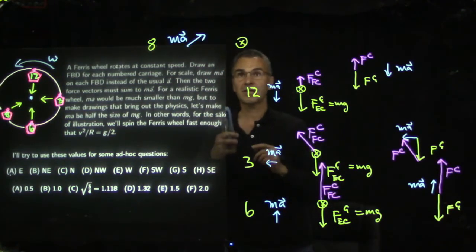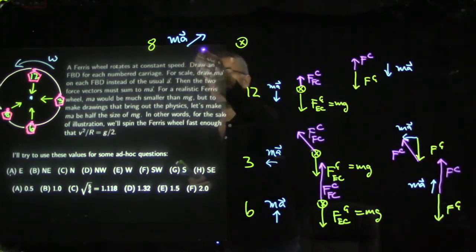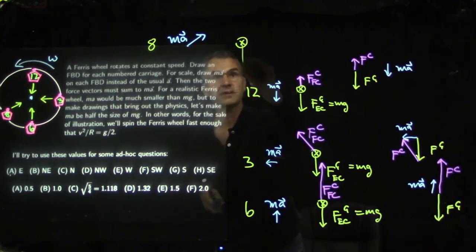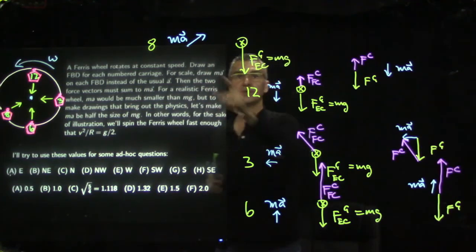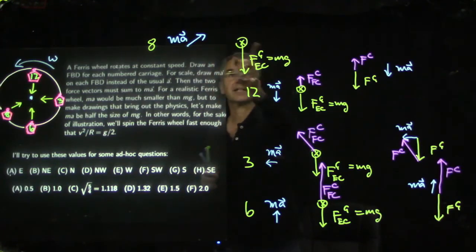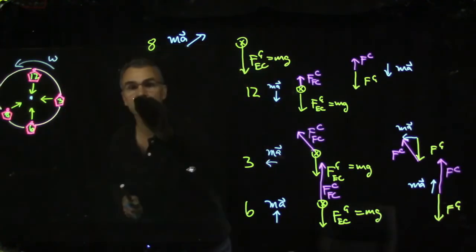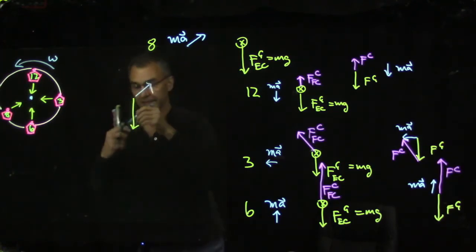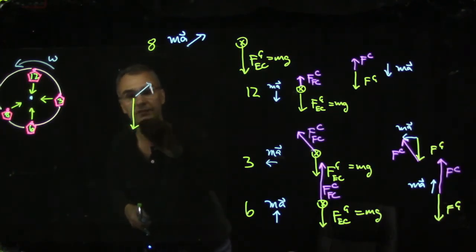Finally, let's do number 8. So its acceleration vector points this way toward the center. Once again, we can't do anything about gravity, but we want an acceleration that goes that way. So you say, what do you add to this to get something that goes that way? So we start with this, and we want to end up with this. What do we have to add to get that? I guess we have to add this.